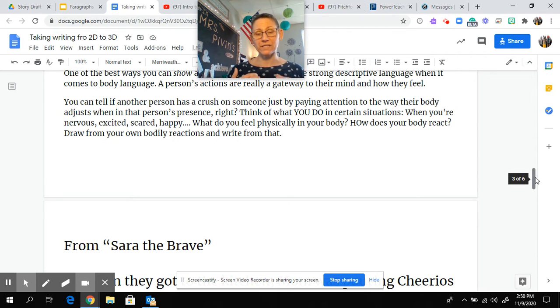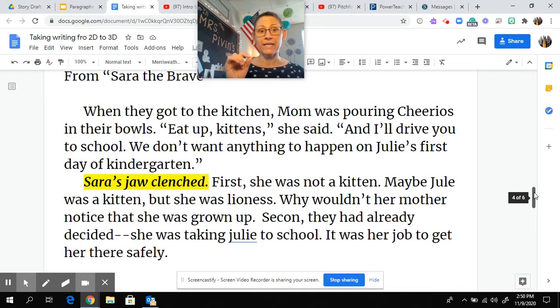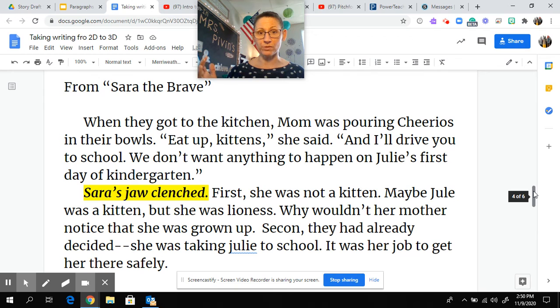What do you feel physically in your body? How does your body react? And draw from that what you know in order to describe for your reader. So, for example, and this is only 3 little words, but they are powerful. In the story, Sarah the Brave, we know Sarah wants to be seen as older by her parents. We know she is excited to bring her sister Julie to school. In the morning, while the kids are getting ready for breakfast, Mom pours the cereal, calls them kittens, and says she's bringing Julie to school.